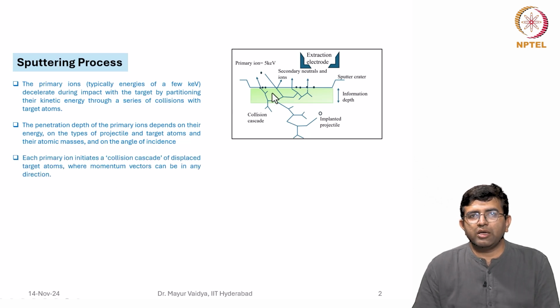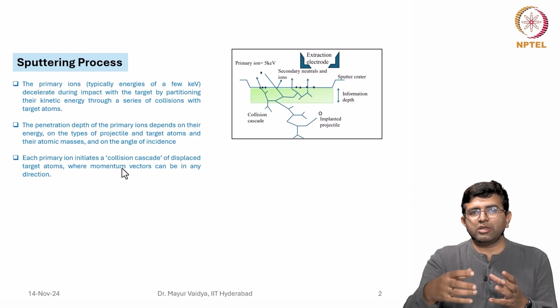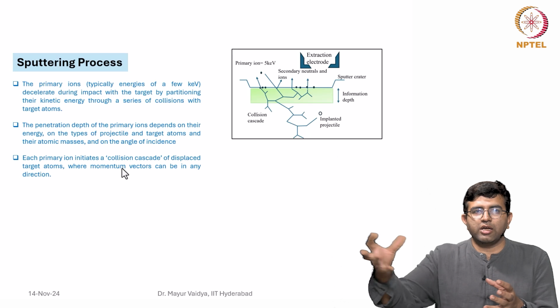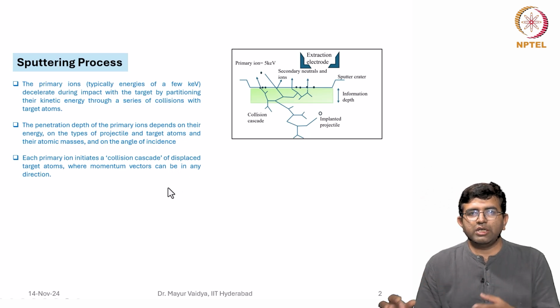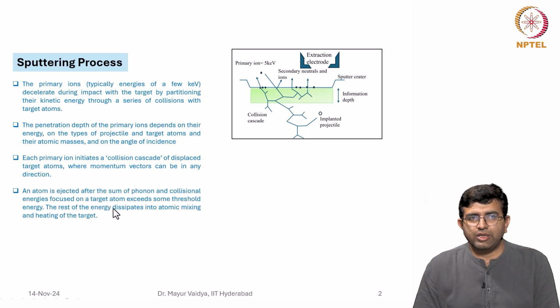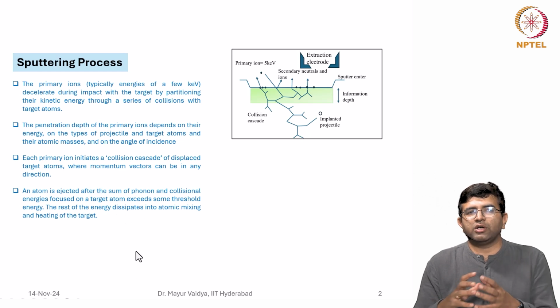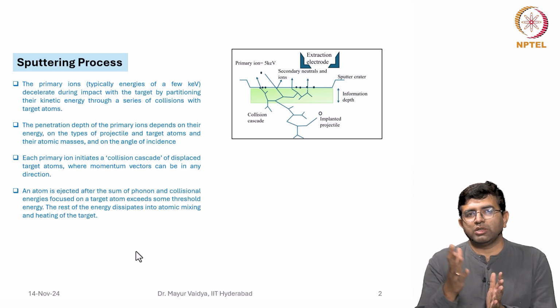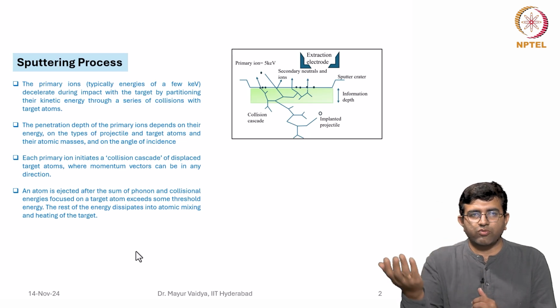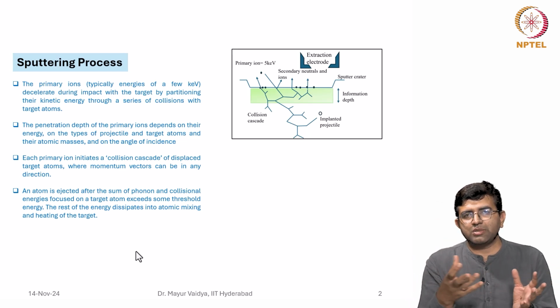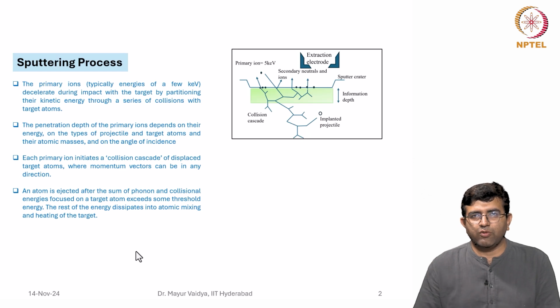Then each primary ion can initiate a collision cascade. That means one atom interacts with another, that interacts with a second atom, and so on. So it initiates a collision cascade of displaced atoms, and the momentum vectors of these displaced atoms can be in several directions. If the collision energies and the phonon energies of the target atom exceed a certain threshold energy, then the atom is ejected out of the surface, and the rest of the energy is dissipated into atomic mixing and heating of the target.